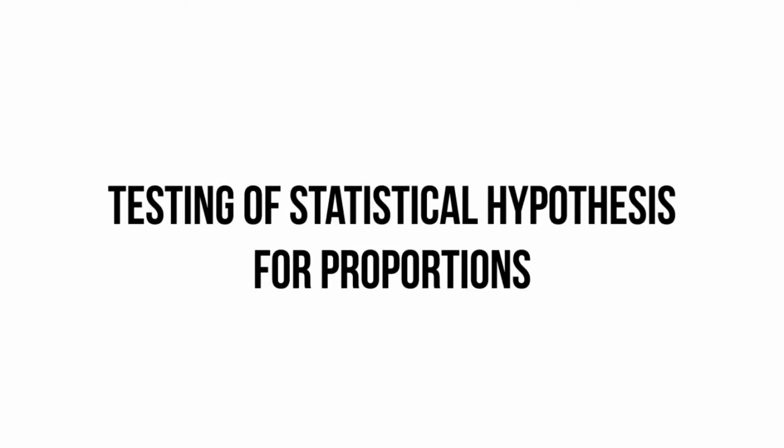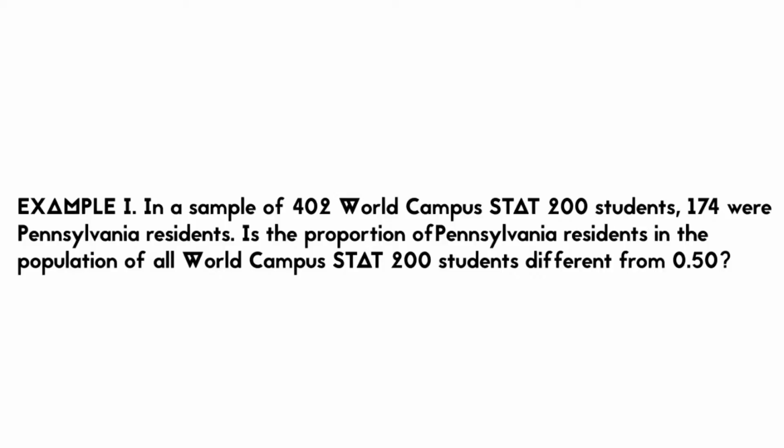Testing statistical hypothesis for proportion. Number 1: in a sample of 402 World Campus 200 students, 174 were Pennsylvania residents. Is the proportion of Pennsylvania residents in the population of all World Campus 200 students different from 0.50?